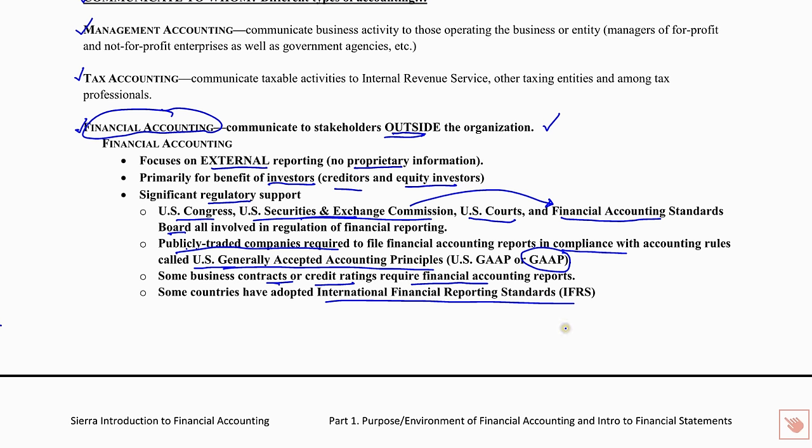All right, so you should be aware that there are other accounting principles out there. The most widely used outside of U.S. GAAP is International Financial Reporting Standards, but we are going to be focusing on GAAP, U.S. GAAP.